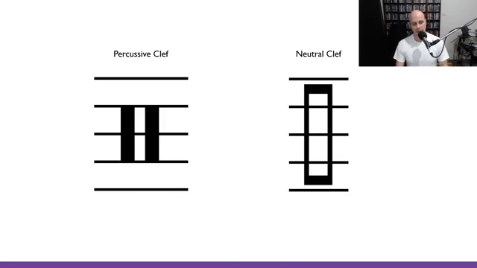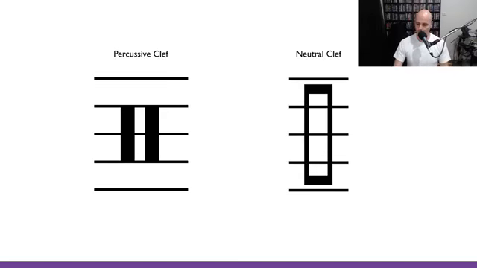Now, less commonly, but still acceptable, you could use what they call the neutral clef. I don't use that personally too much, but it's perfectly acceptable. So if you see either of these two symbols at the beginning of a piece of music and at the beginning of each line of music, there's a very good chance that it's going to have something to do with percussion, if not drums themselves. So that's what you're going to be on the lookout for.